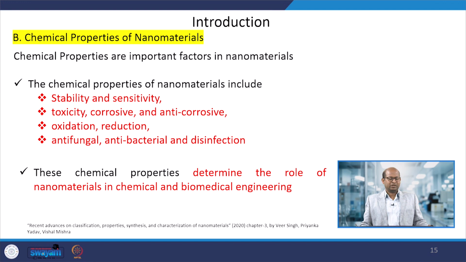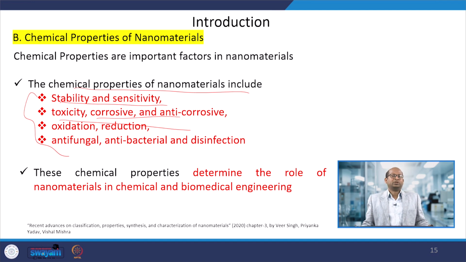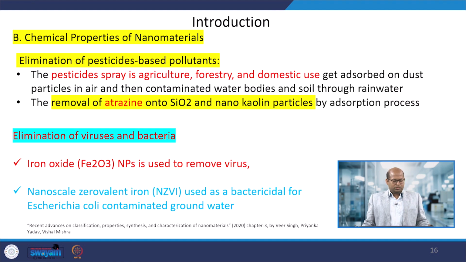Okay. So now we want to discuss chemical properties. Chemical property means nanoparticles, whether metal oxide, carbon based, or ceramic based, whatever materials we are using or synthesizing, have chemical properties as well. Those materials can be used particularly for stability, sensitivity, toxicity, corrosive and anti-corrosive behavior, oxidation and reduction properties, antifungal, antibacterial and disinfection. Whatever materials we prepare, metal oxides or others, have some chemical property depending upon our application. So we can use those chemical properties to separate, or for particular applications.